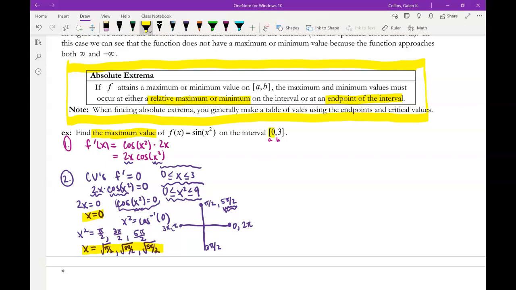But since x equals 0 was already the endpoint of our interval, we were going to consider it either way. So here's where the process for finding an absolute min or max is different from a relative min or max. Instead of making a number line, we're going to make a table of values, because the number line is only good for testing the signs of the derivative, but we need to know if when x is 0 or if x is 3, if that value is greater or less than our critical values. So we're going to make a table.